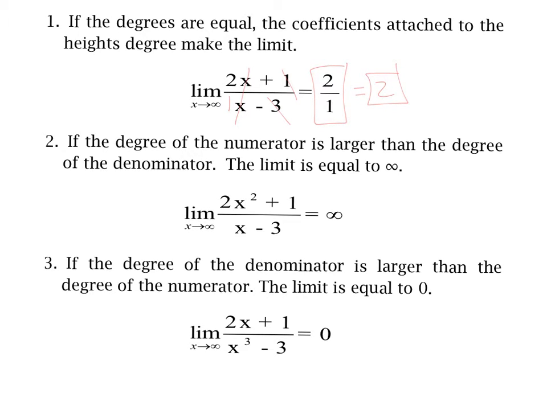The next situation is when the degrees are not the same. What happens if the degree on top is bigger? Well, if the degree on top is bigger, then it's going to go up and up to positive infinity. So as we go infinitely to the right, it's going to go infinitely up.